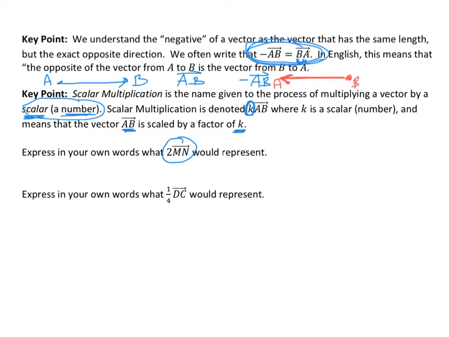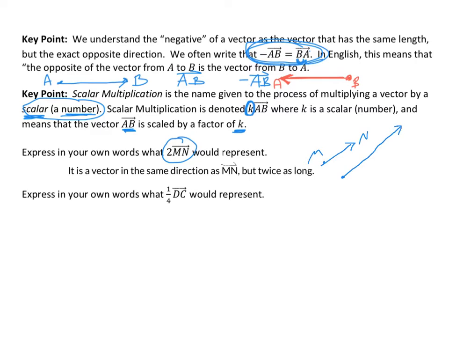So I'd like you to think for a moment, what would 2mn represent? Pause the video for a moment, maybe write down one sentence. What would 2mn mean? Maybe you could even try and draw a little picture of it. So I'm thinking here that 2mn is a vector that's in the same direction as mn, but is twice as long. So for instance, if this were the vector mn, then 2mn would sort of be that, and then twice as long. I tried to make this thing twice as long, but parallel to, with the same direction as mn.